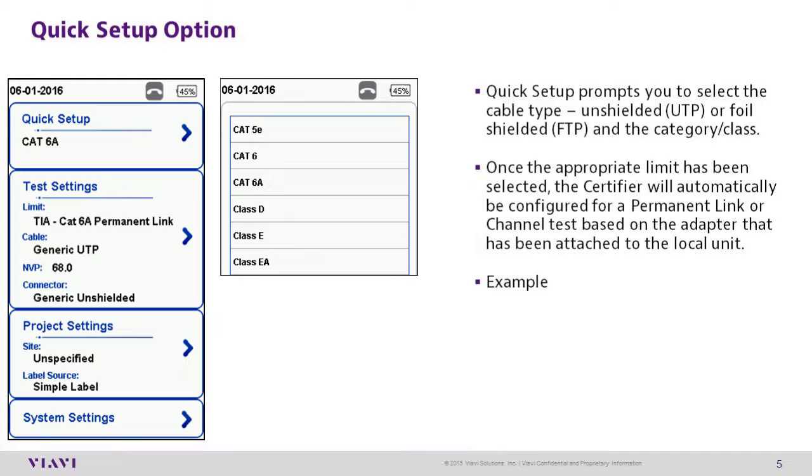In the example here, Cat6A was selected from the Quick Setup menu. Because the permanent link adapter was attached to the local unit, the Certifier 40G automatically set up for a Category 6A permanent link test using generic UTP cabling with a generic unshielded connector.